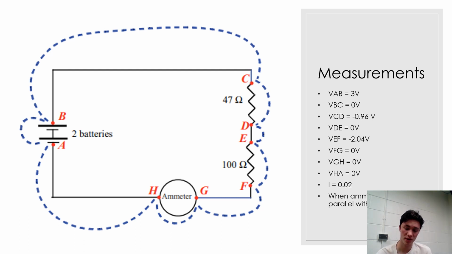When the ammeters were in parallel with each other, the current in the parallel ammeter to the 100 ohm resistor went up from 0.02 to 0.06.